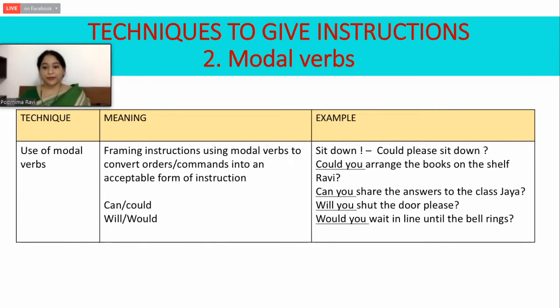Some examples could be, like I said, you could also add may sit down as an imperative, may sound rude. You could make it more subtle by adding could. Could you please sit down? Could you arrange the books on the shelf, Ravi? Can you share the answers to the class, Jaya? Will you shut the door, please? Would you wait in line until the bell rings? So use modal verbs while giving instructions.